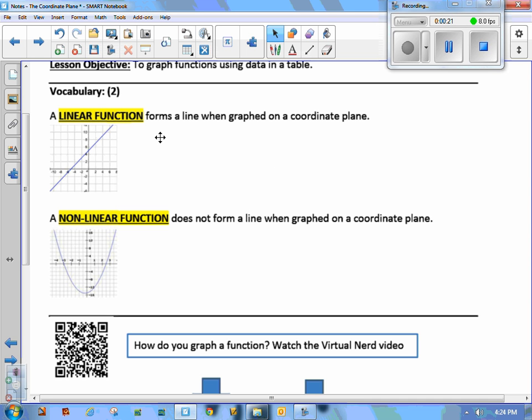So with a linear function, you graph points, and if they connect and make a line, it's called linear. If you connect them and they don't make a line, then it's nonlinear.